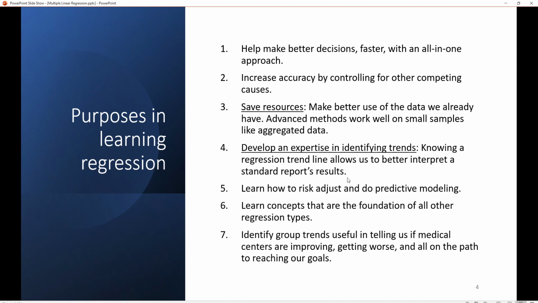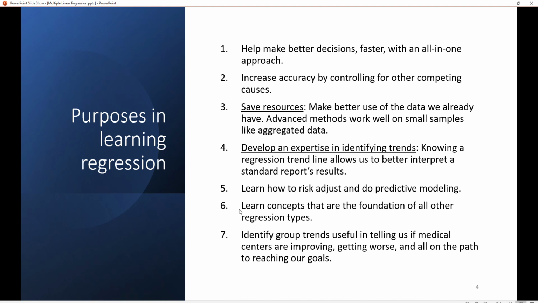Number 5, learn how to risk adjust and do predictive modeling. And they're actually the same thing. With predictive modeling, you might have an extra step with model validation. But whether you're doing risk adjusting or predictive modeling, it's the same regression. And it's the same one that you have in hypothesis testing or effect size measurement. They're all the same. You begin with the same regression and you follow the same steps.